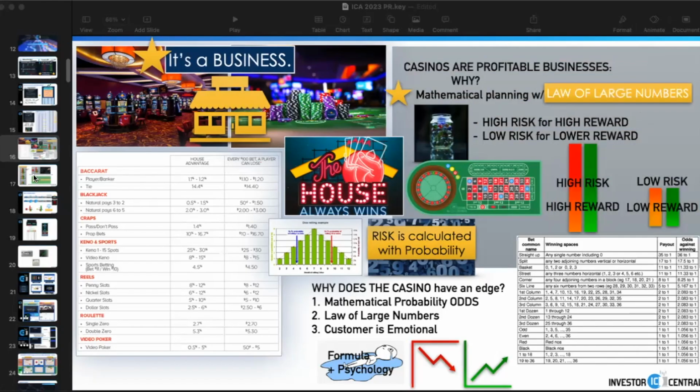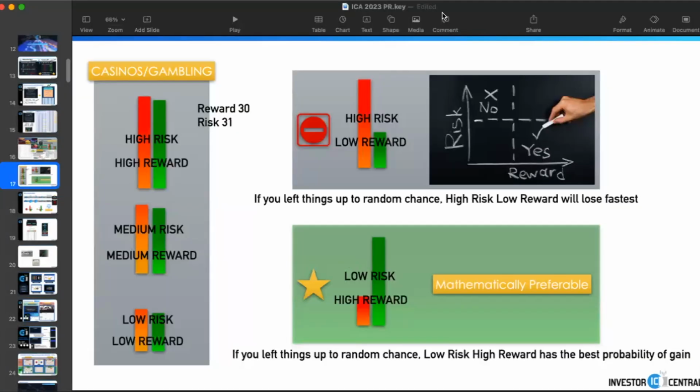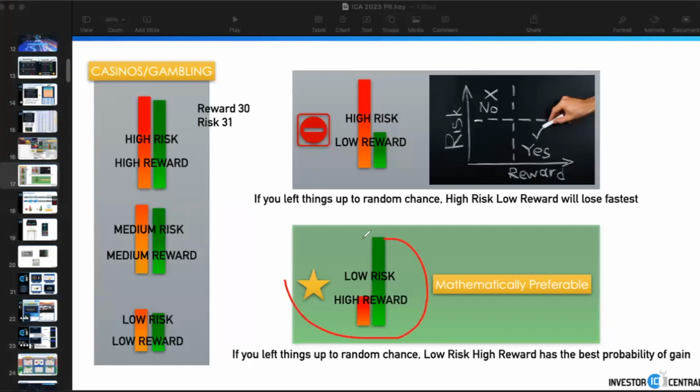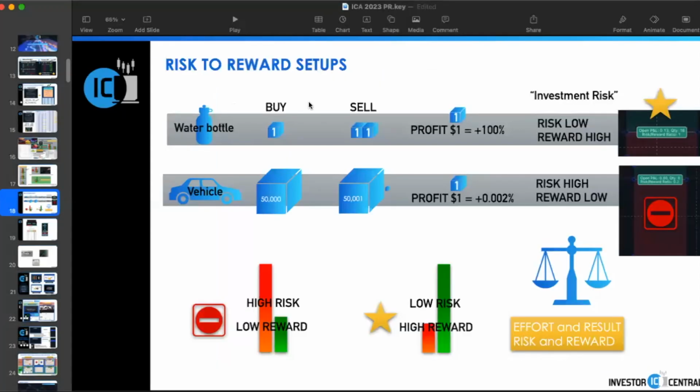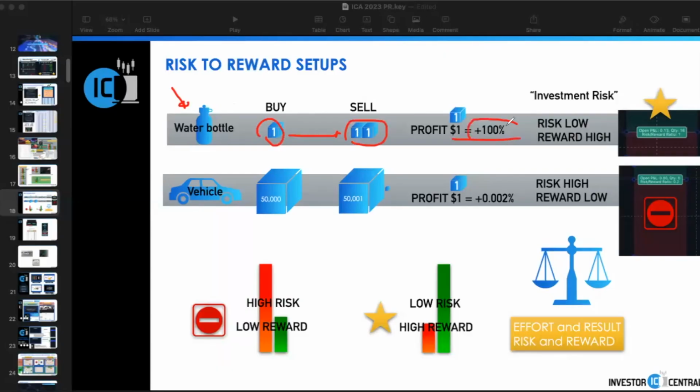So it kind of does make it a situation where, how are we going to find this low risk, high reward? How is it mathematically preferable, right? Because this has the best probability of gain. Well, look at it this way. We're looking for high return situations. Obviously, with a water bottle, we could buy at a low unit and sell for potentially up to 100% of that initial investment, versus it wouldn't necessarily be worth it to gain that same amount by investing into something much, much larger where your percentages are not going to be worth it.